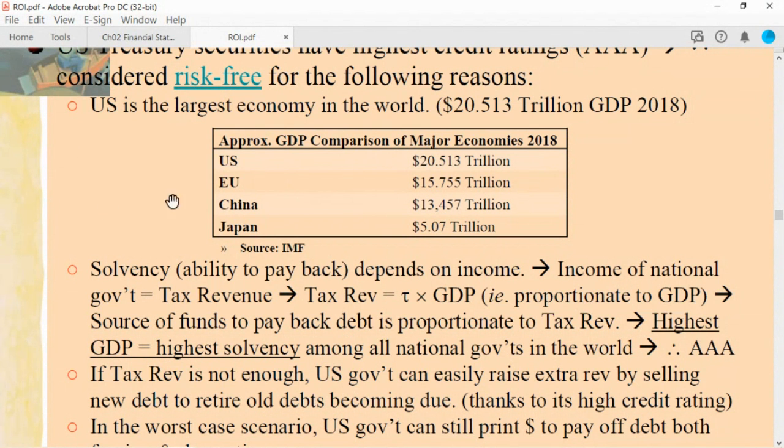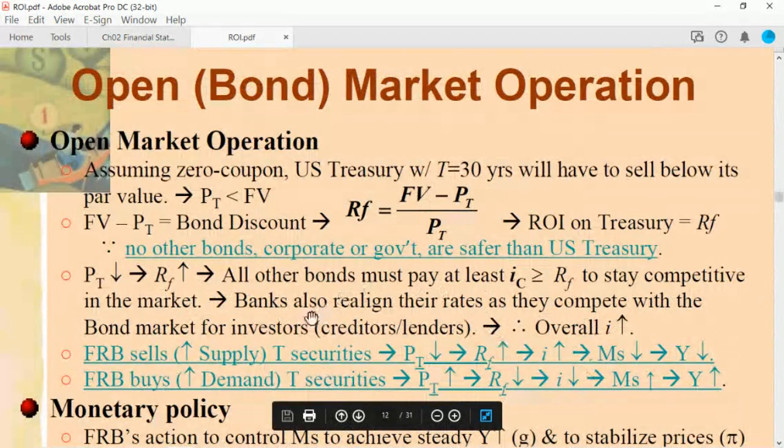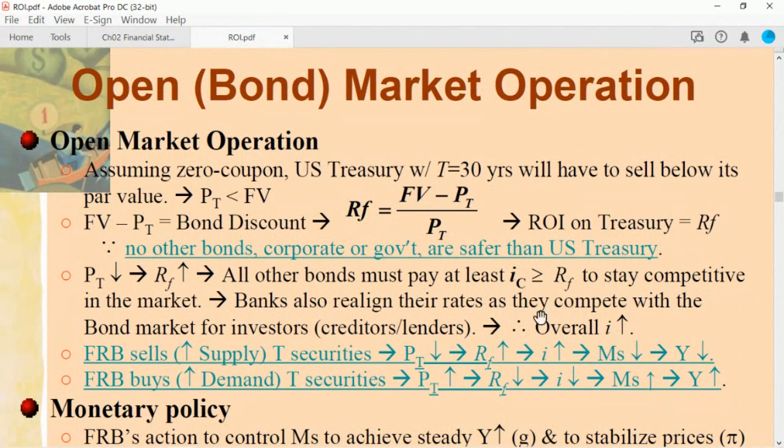No one else can have that kind of credit rating. So that's why the return on the U.S. Treasury is considered risk-free. Now, this has a very important implication to the bond market.